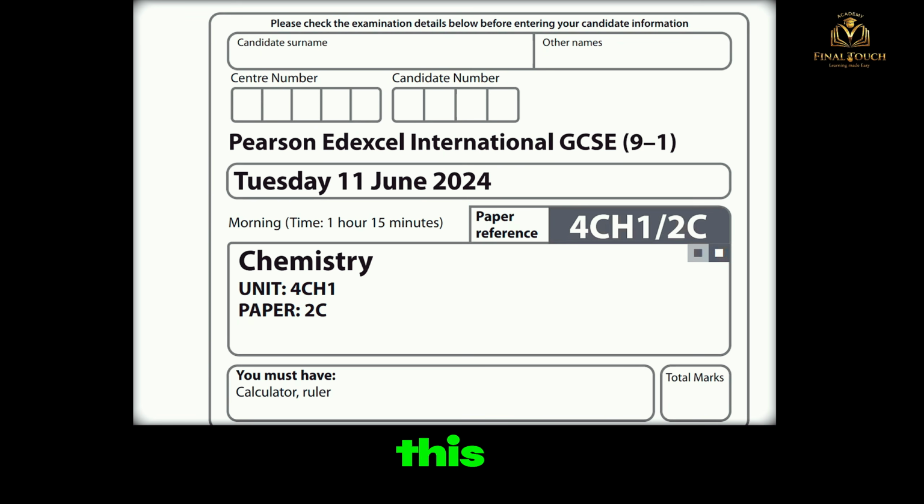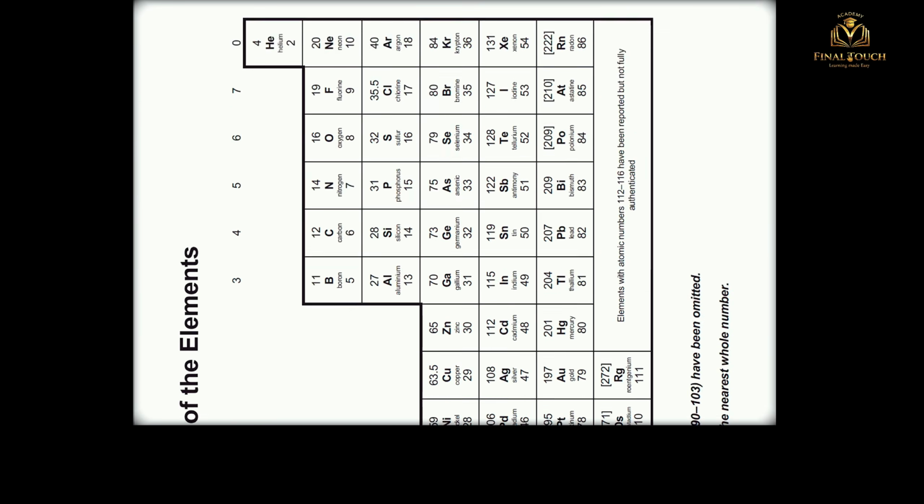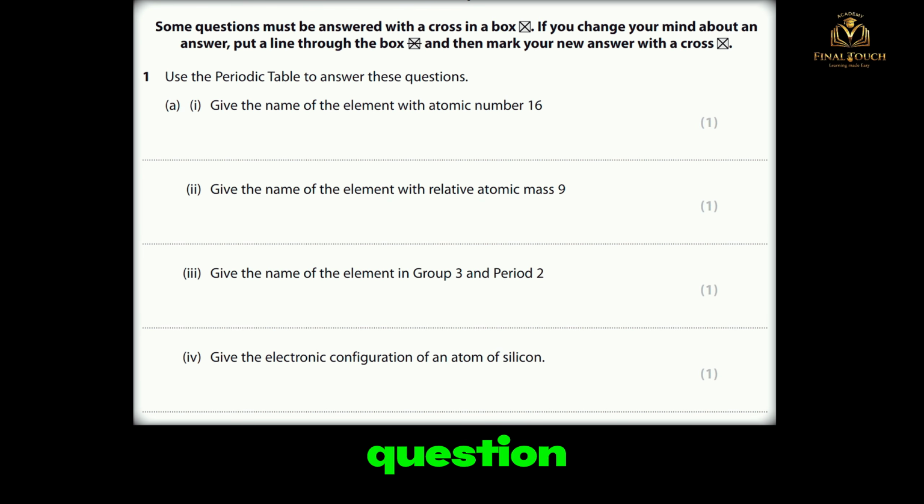Today we have got this paper of chemistry, paper 2, Pearson Edexcel IGCSE 9-1. This exam was conducted in the major examination series of 2024. So, moving on to the first question, it tells us use the periodic table to answer these questions. So using the periodic table will really help us. The periodic table is given at the start of the paper.